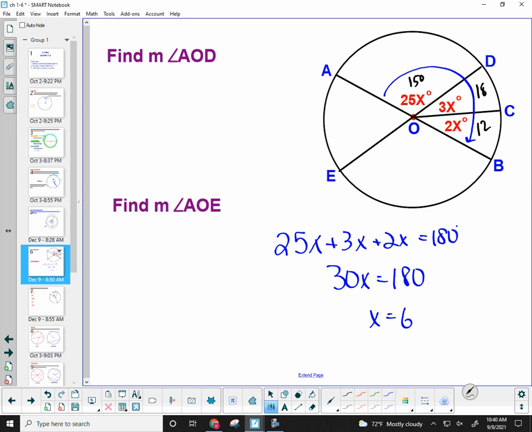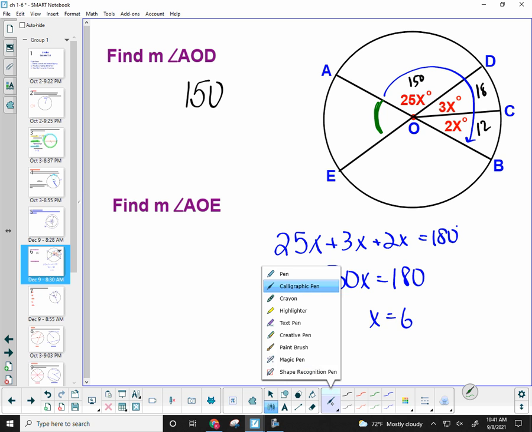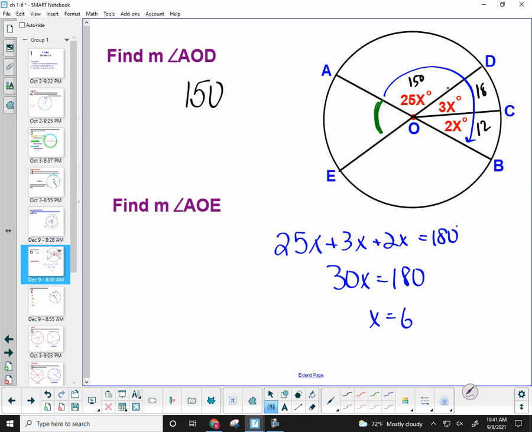So what is the measure of angle AOD? 150 degrees. Good. Now it says, what's the measure of angle AOE? So AOE is this angle right here. A couple ways to think about it, and this is one of the reasons I love geometry, is I could look at a different color here. I could look at this angle right here. These two together make a linear pair. So I know 180 minus 150 would have to equal this angle, right? So 180 minus 150 gives me 30.